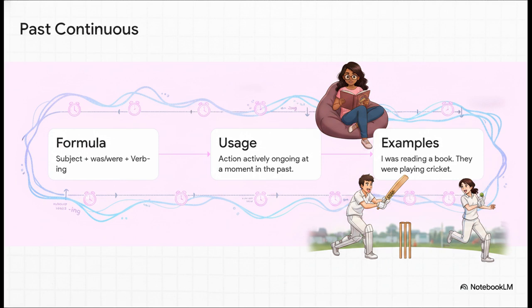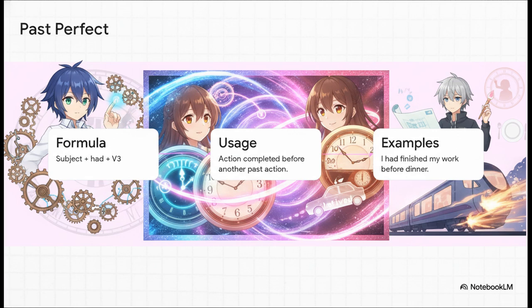It paints a vivid picture of an action that was actively unfolding during a specific moment back in the day. Next, we hit the past perfect. The structure is subject plus had plus V3. I had finished my work before dinner. She had left before I arrived.